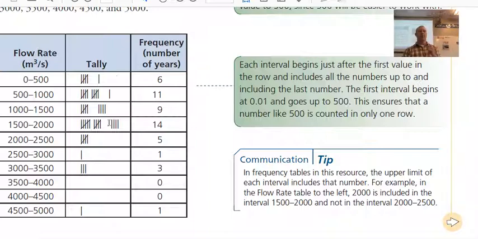But this is a frequency table. So what they've done is several things. First of all, the first major thing is they have split the flow rates into 10 categories here. Okay? So the categories would be from 0 meters cubed to 500, then from 500 to 1,000.